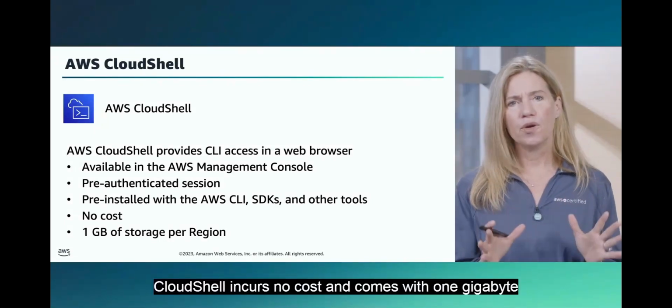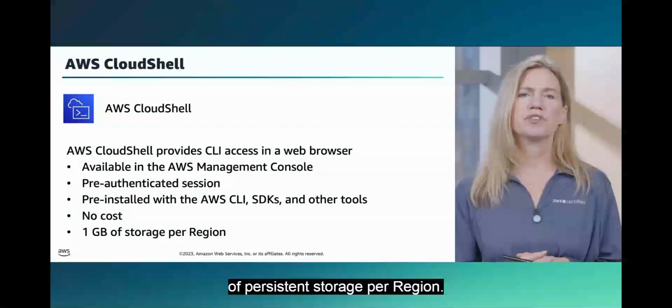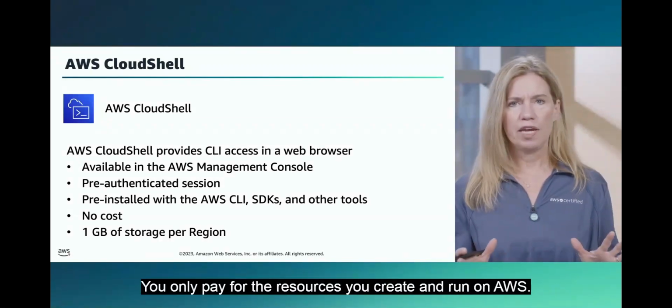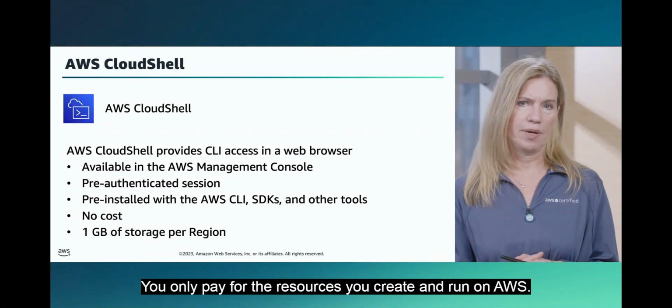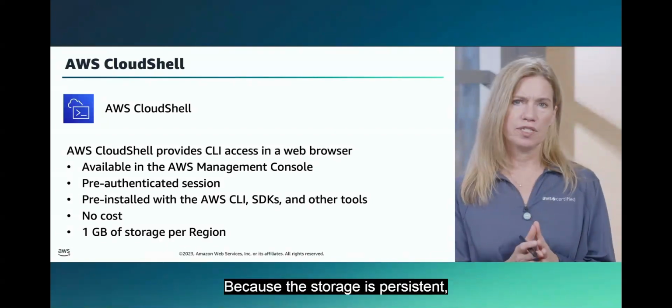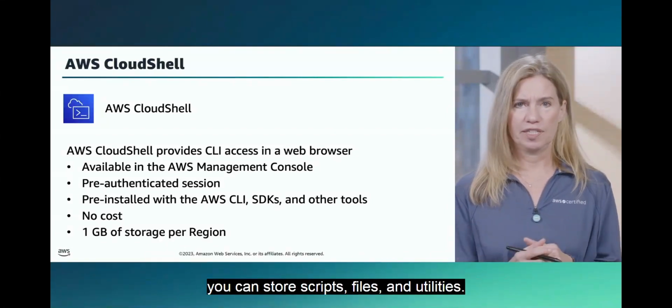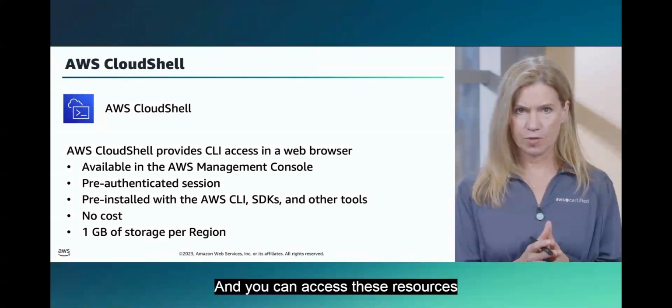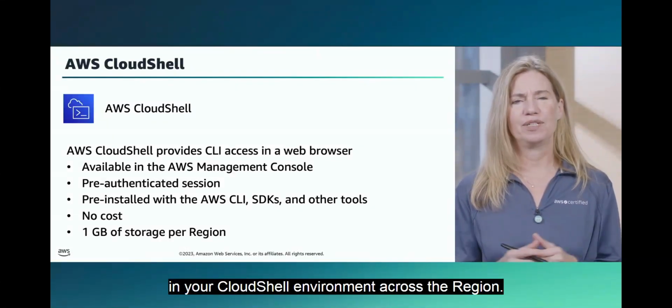CloudShell incurs no cost and comes with 1 GB of persistent storage per region. You only pay for the resources you create and run on AWS. Because the storage is persistent, you can store scripts, files, and utilities. And you can access these resources in your CloudShell environment across the region.